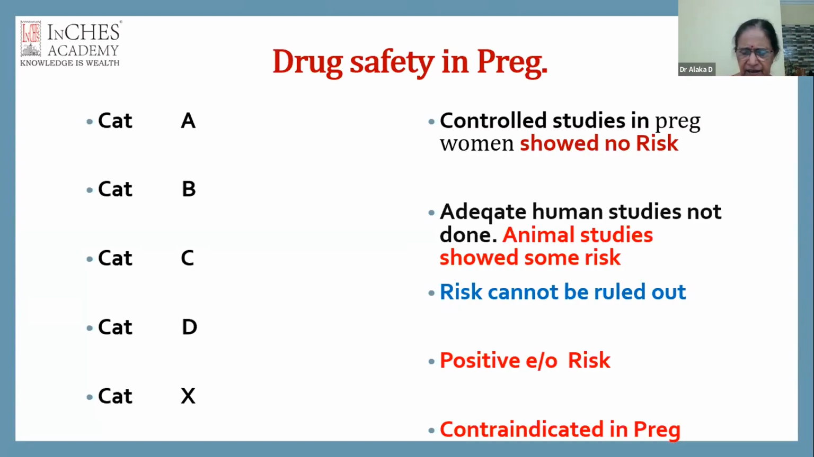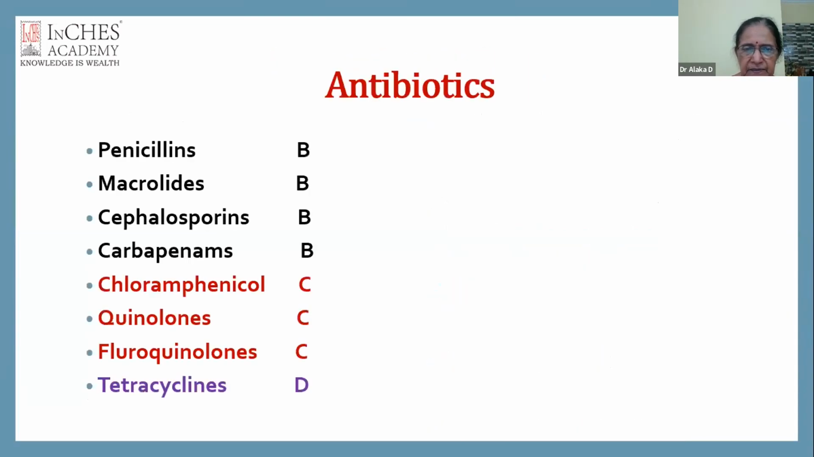So not out of curiosity, but for good practice, please make a list of the antibiotics which are safe, which you can use during pregnancy. Again, as far as possible, avoid them in the first trimester. Penicillin, macrolides, cephalosporins, carbapenems are in the B group. They're safe, but some risk was shown in animal studies. Chloramphenicol, quinolones, fluoroquinolones are C, so there is risk. Tetracycline, contraindicated.